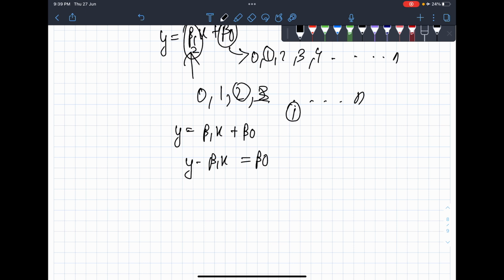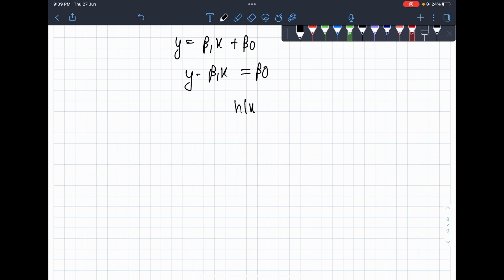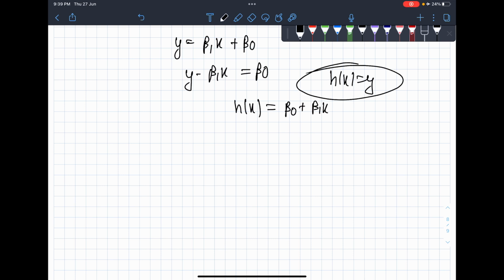we could use a function known as the hypothesis function. The hypothesis function is beta 0 plus beta 1x. This is the hypothesis function, h of x equal to y. Now we can use a technique called gradient descent. That will help us find the best values of beta 1 and beta 0.